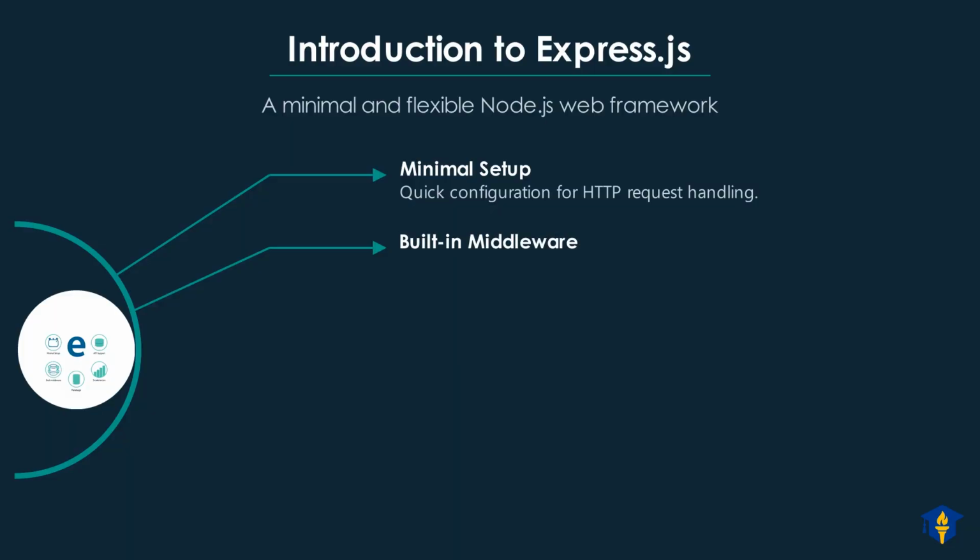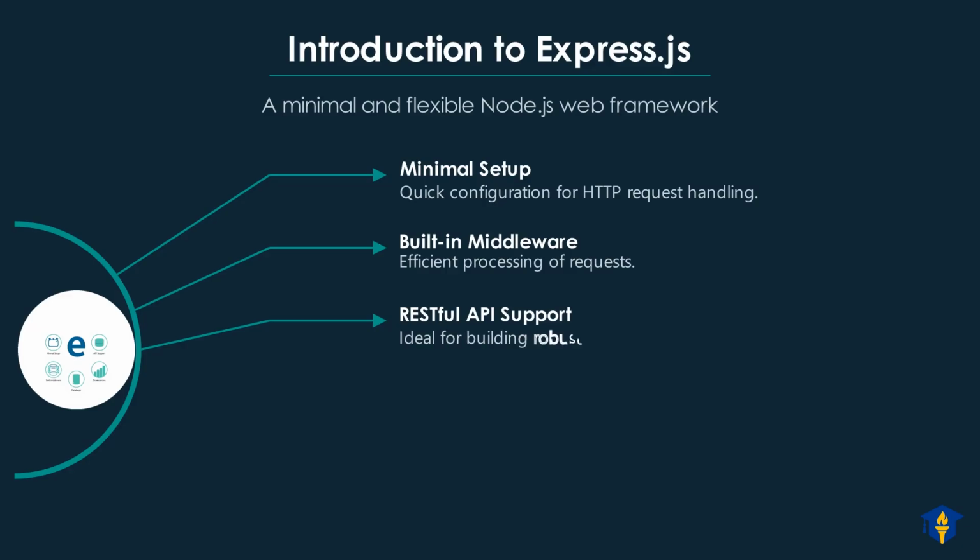It comes with built-in middleware, which efficiently processes incoming requests before they reach your final route handlers. This middleware system allows you to add functionalities like logging, authentication, and parsing request bodies with ease. Express.js provides excellent RESTful API support, making it ideal for building robust and well-structured APIs. You can define routes for GET, POST, PUT, and DELETE requests, aligning with standard REST principles.